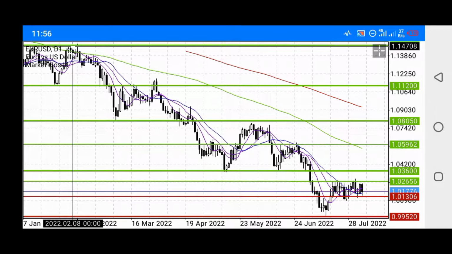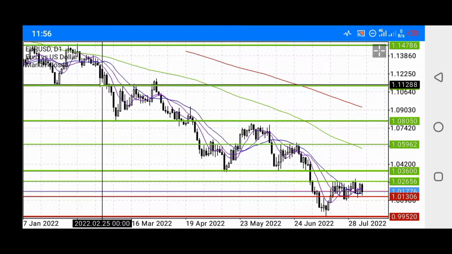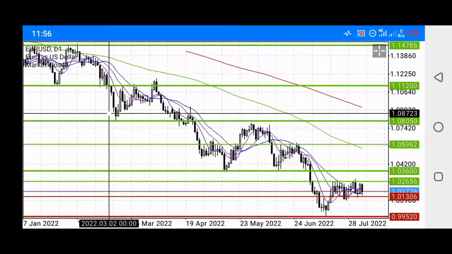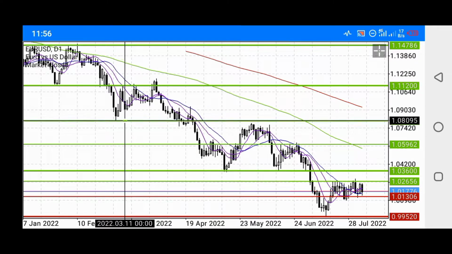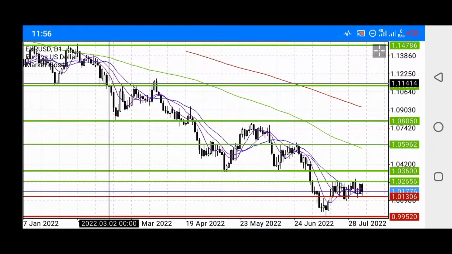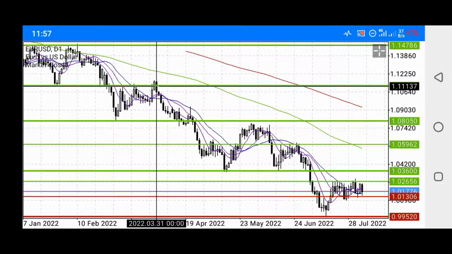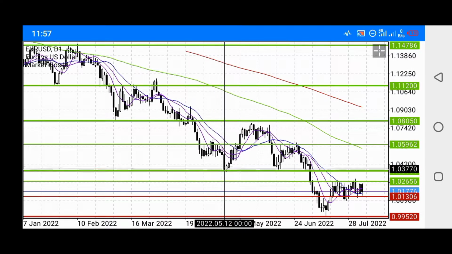So this resistance level rejected price and price fell all the way down to this point, breaking this support level, as you can see. So when price fell down to this point, this level acted as a support level, and this level rejected price and price made an attempt to retest this support level. So this support level acted as a resistance level and it rejected price the first time, second time, and the third time. Having been rejected the third time, price fell all the way down to this point.